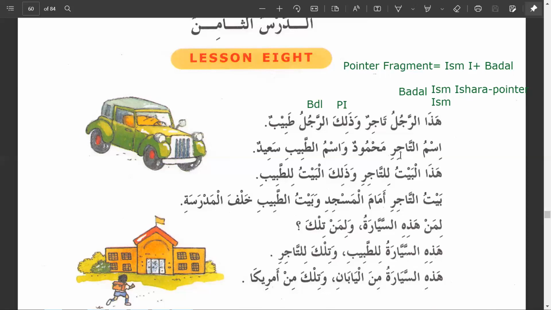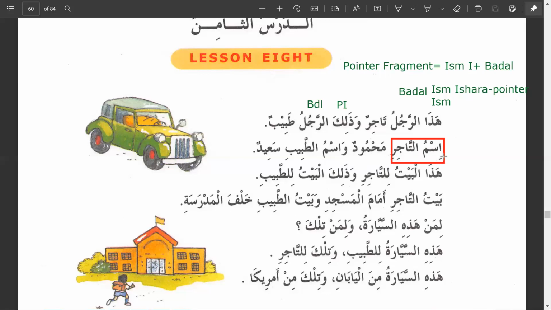Ismu tajiri. Remember, whenever you see an ism which is without al, and that ism is followed by another ism which is jar in status, then that fragment is idafa. Yes, idafa. So this is idafa. Mudaf, mudafilayh: ismu tajiri, the name of the merchant, the name of the trader. The name of the merchant is Mahmoud.